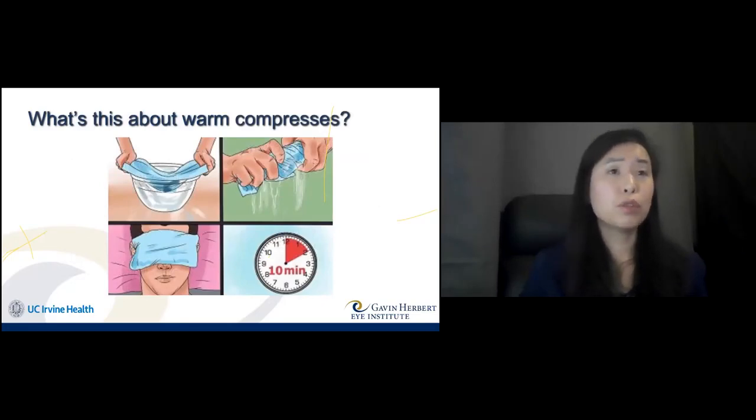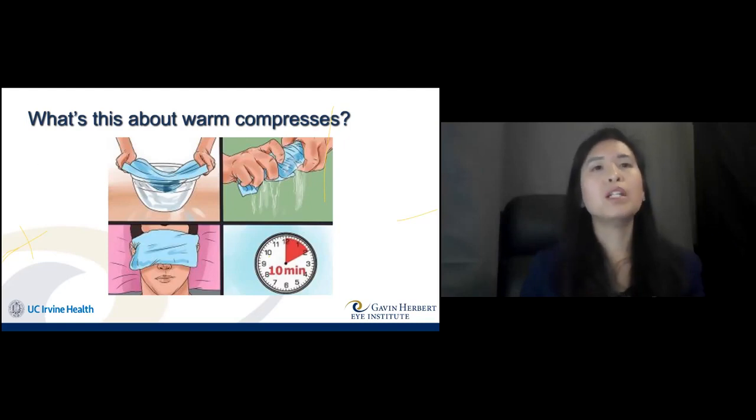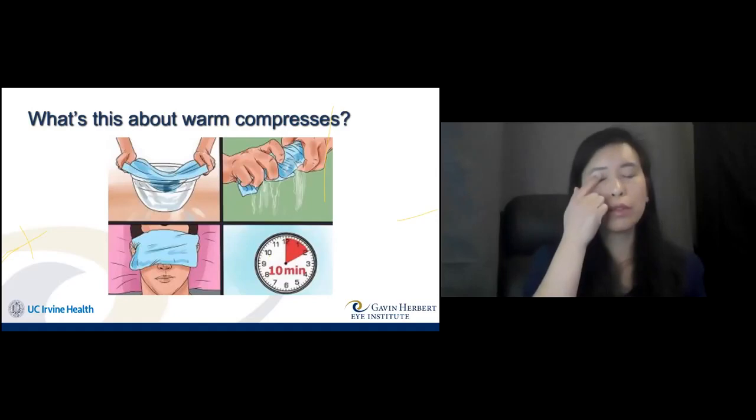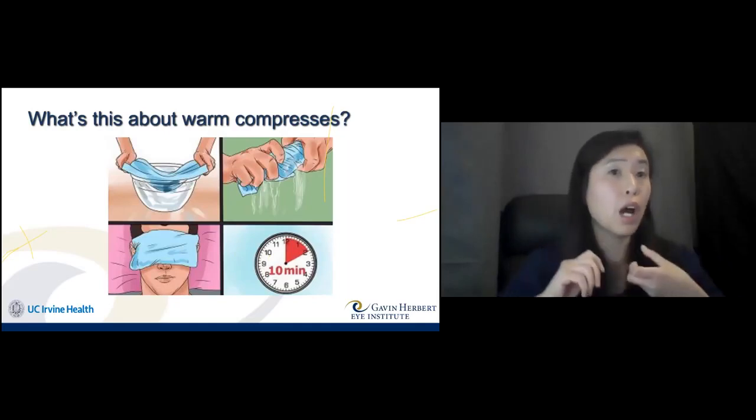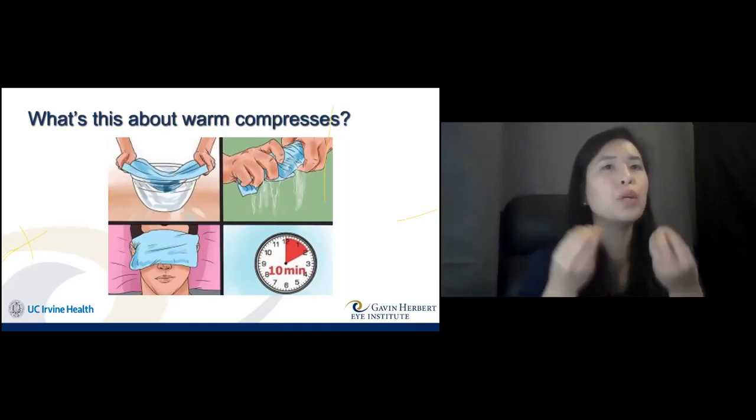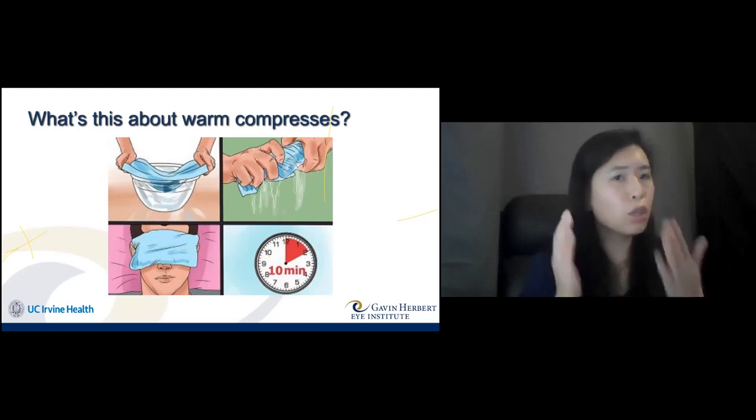In its simplest form, all you have to do is take a clean towel and put it in hot water. You want it to be hot or at least warm, not so hot that you're going to burn your skin, because of course the eyelid skin is very thin and very delicate. So you don't want to burn yourself, but you do want the towel to be hot or warm, and you do want a little steam coming out. So it's not cold, okay?